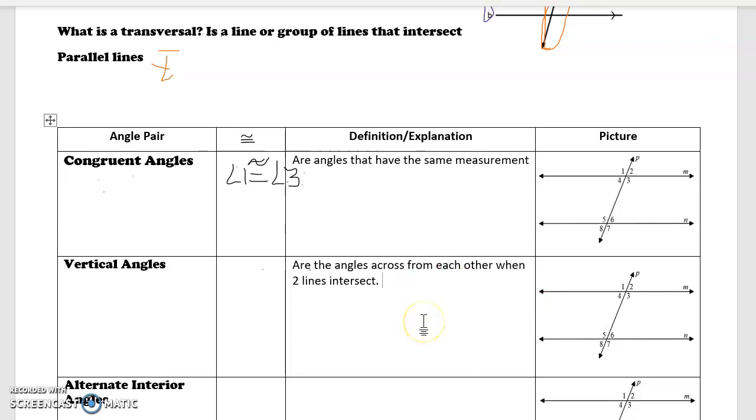So in this case, I want you to look at the picture to the right. What do you think are vertical angles? Which angles do you think are vertical angles? All right, we're going to pause this so that you can give the teacher an example of what you think vertical angles are.